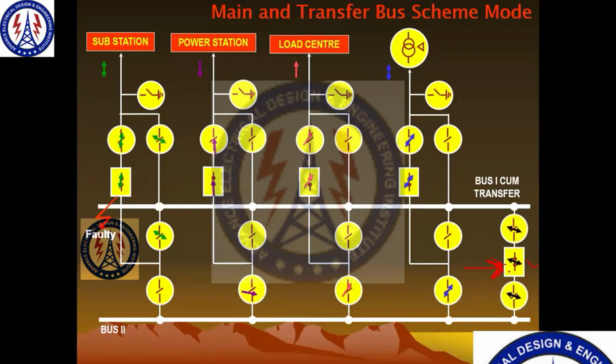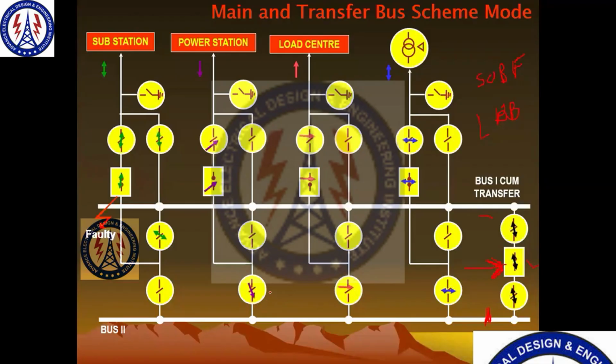Correct. Let's say if this circuit breaker fails, then what will happen? If it fails mechanically, then LBB comes into play, the 50 BF protection function. 50 BF is local breaker backup or breaker failure. Okay. So what will it do? It will trip all the feeder circuit breakers which are connected to this bus.